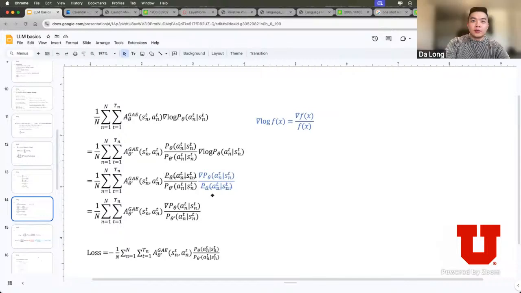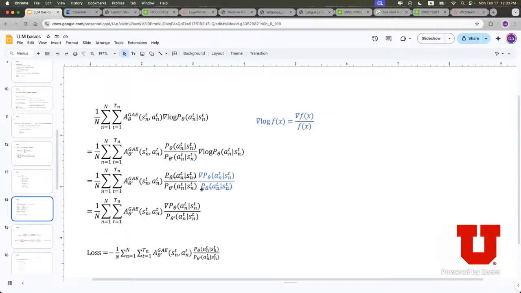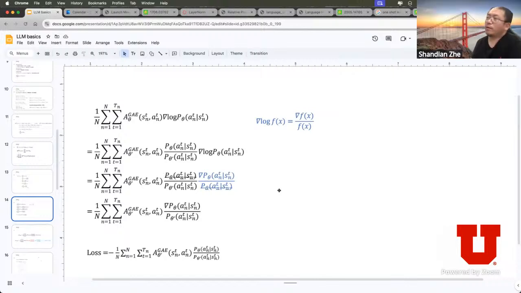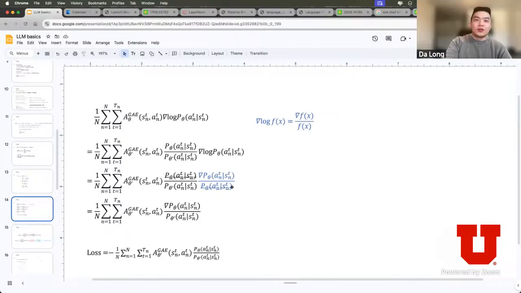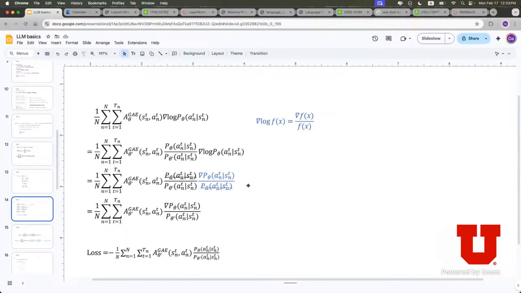I see. You mean, what do you mean? So basically, theta prime is the old model, and theta is the parameter we want to get. It's like I use the old parameters to generate trajectories, and then I keep updating. Yeah, I see. In that way we only need to keep one set of parameters.